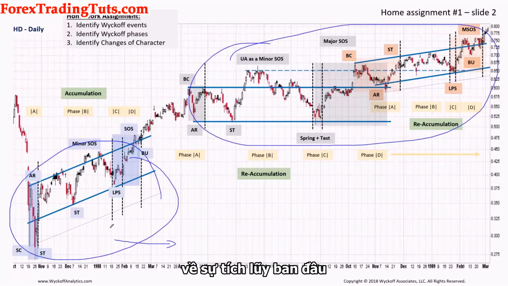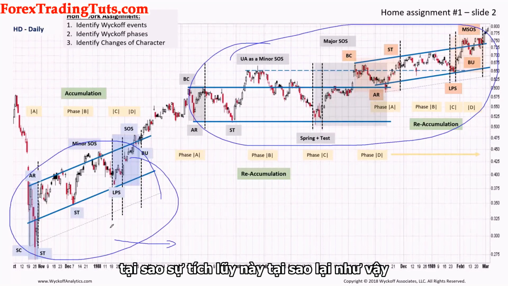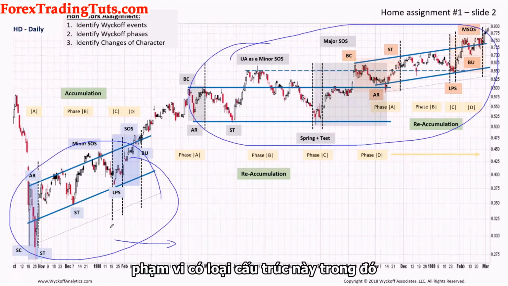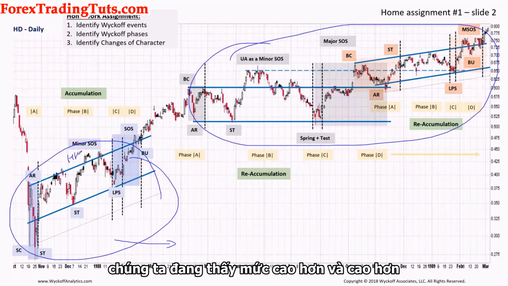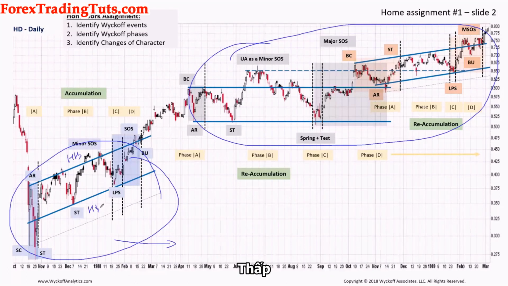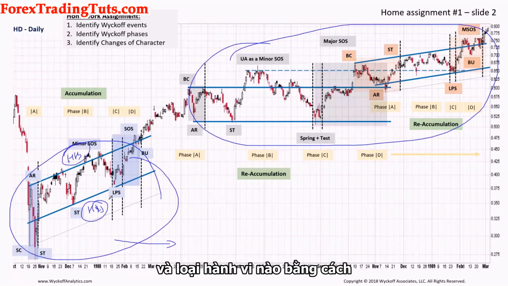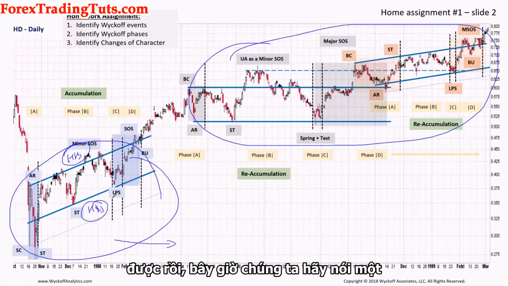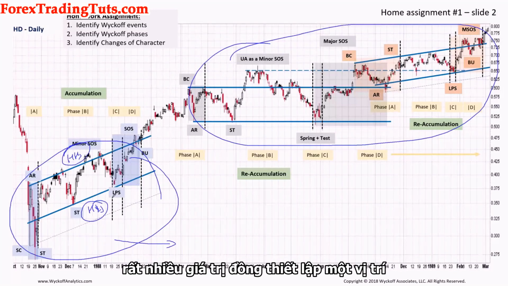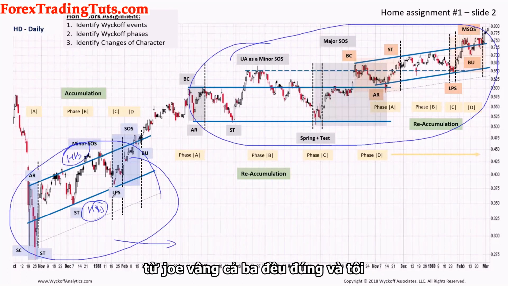So think about the original accumulation. What is happening here? Why does this range have this type of structure where we're seeing higher highs and higher lows? What do you guys think? What does this represent? And what kind of behavior by institutions could be observed through this type of structure? Okay, now let's just say urgency to buy, lots of value, CO establishing a position, from Joe. Yes, all three are correct.